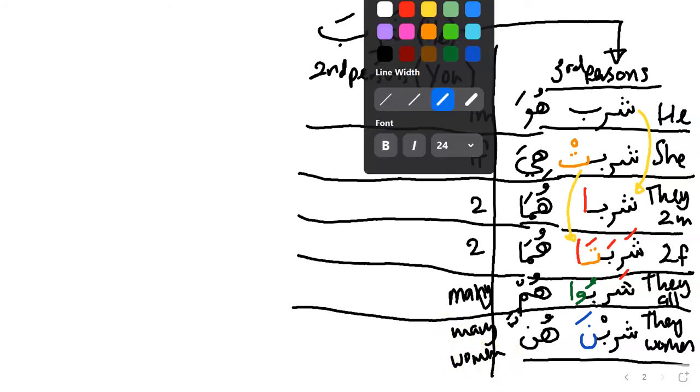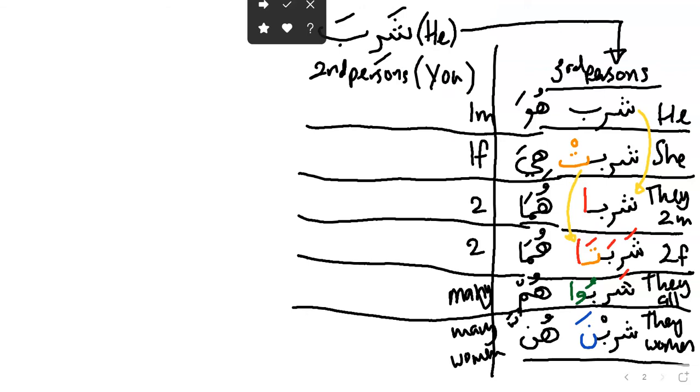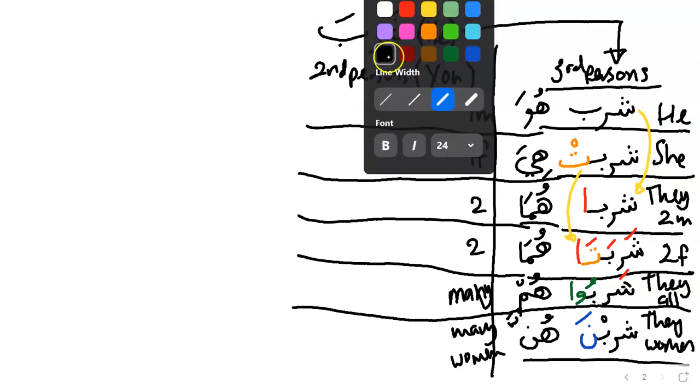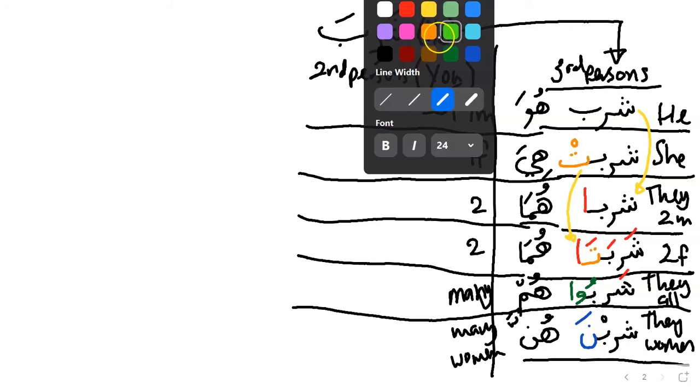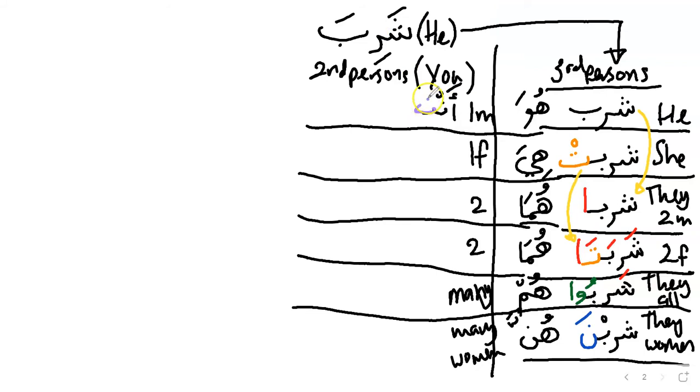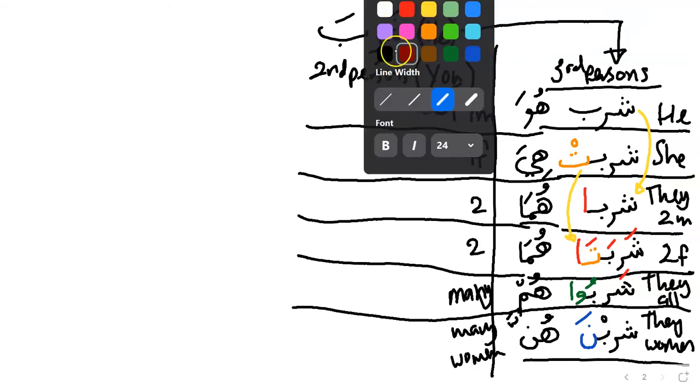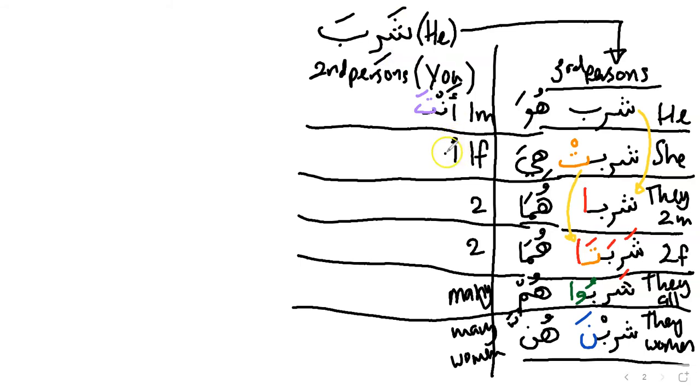So one man, let me just use the colors. For one person, let me use black. How do I say you in Arabic? I say an. Sorry, I use the purple color. Anta. All the yous begin with an, but they differ in what you say after it.